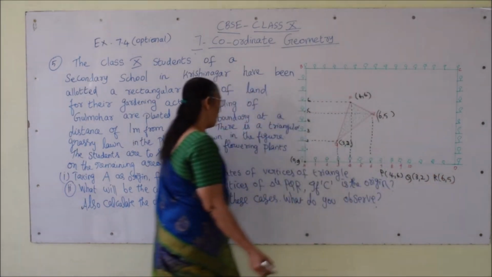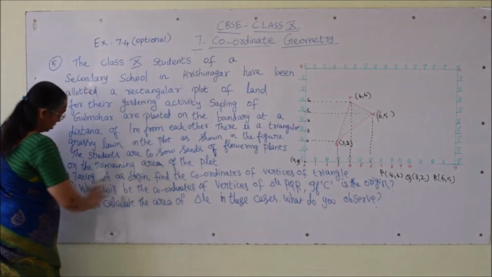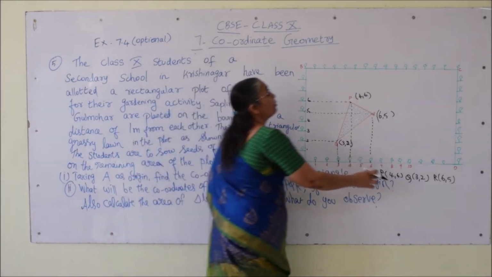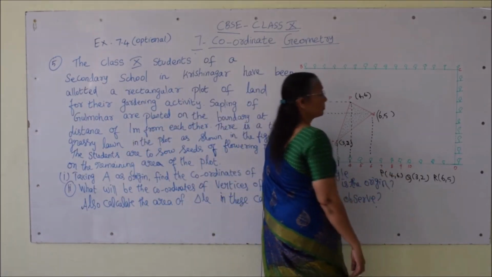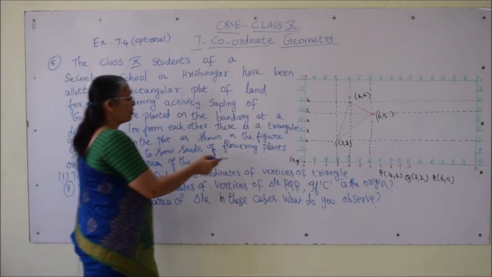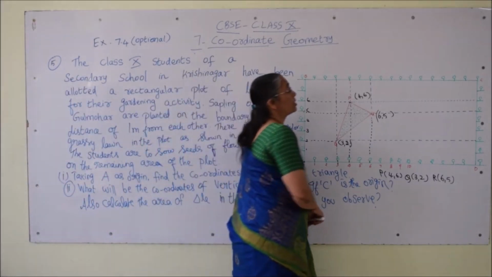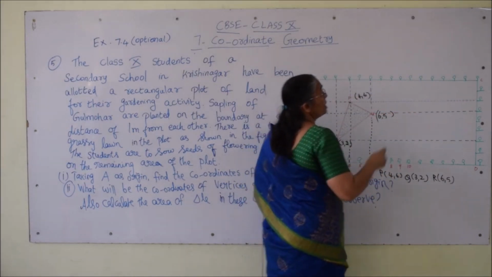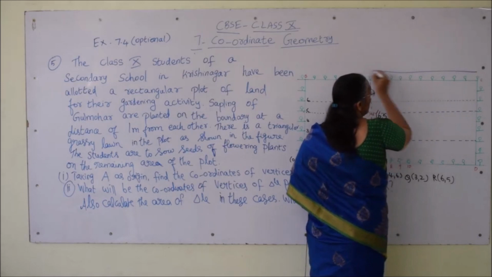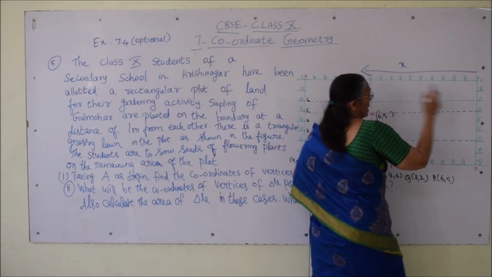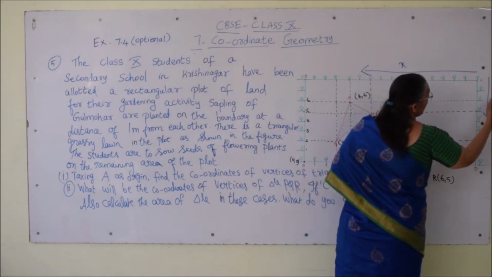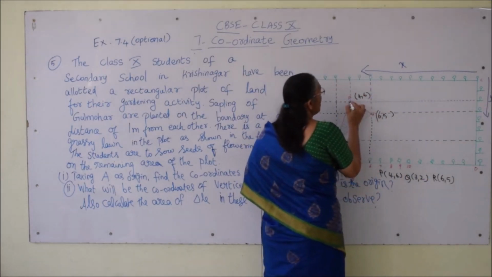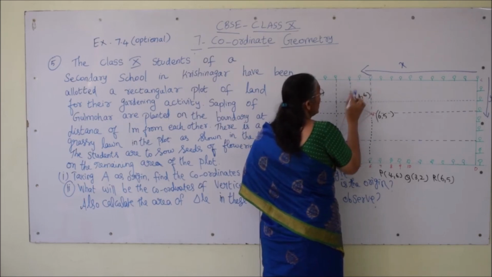Now, second part: what will be the coordinates of the vertices of triangle PQR if C is origin? Now, this is the origin, this axis is the x axis and this one is the y axis. So, now let us see the point P. Here the point P is there. Now, the lines are drawn.